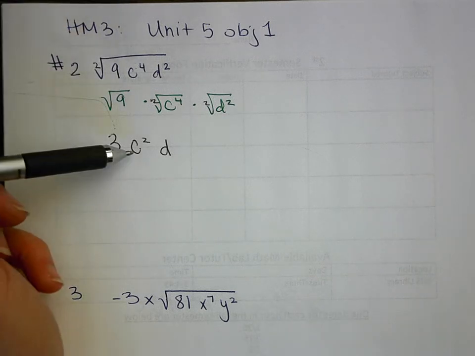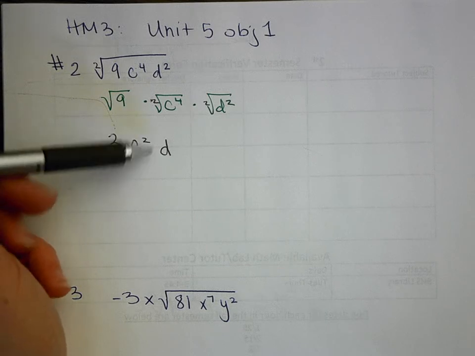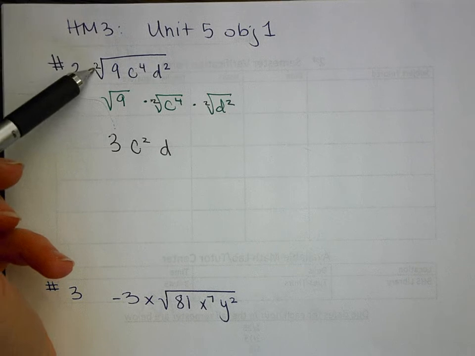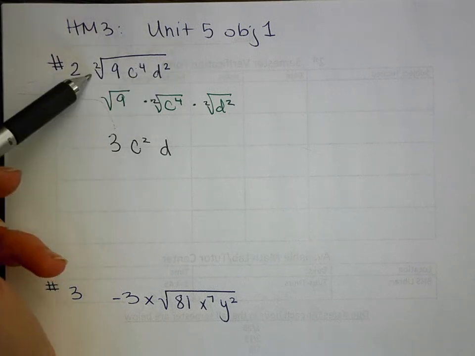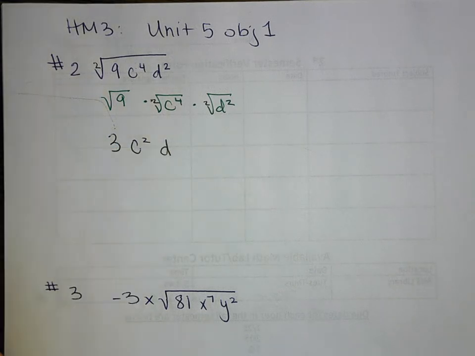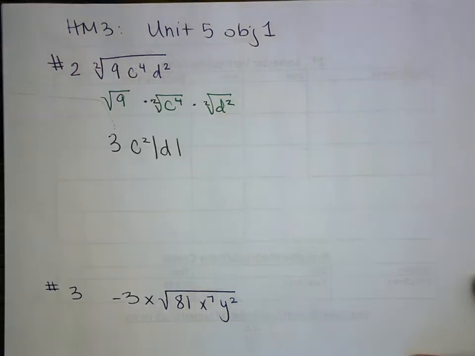If I did c squared, regardless of c positive or negative, this would stay positive, so I don't need absolute value. The root and d squared should result in a positive value. If d were positive, that would be fine, but what if d were negative? That would not be positive, because a power of 1 could result in a negative value. So we have to have absolute value, okay?